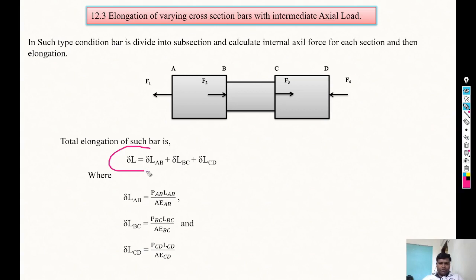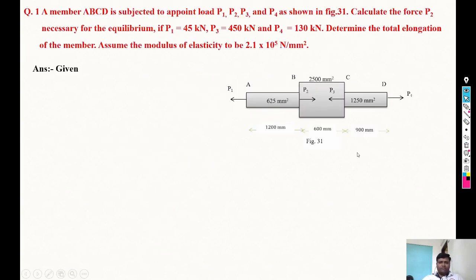Whatever formula we have discussed in previous videos, the formula is the same, that is elongation of the first section, elongation of the second section, and elongation of the third section. So to calculate the elongation of the whole bar, first calculate the elongation of each section separately, and then calculate the final elongation of the bar. Okay, so let's start with the numerical.